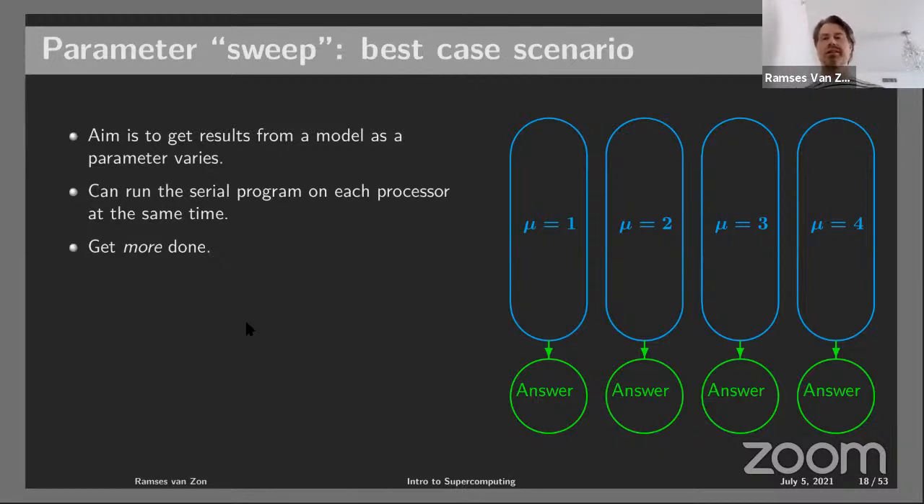We have a model that we want to compute through. There's a parameter in the model, in this case called mu, and mu can take on different values, and we want to resolve for each of these different values. So the parameter mu is sweeping from 1 to 4, and for each case, we want an answer. These are completely separate computations.